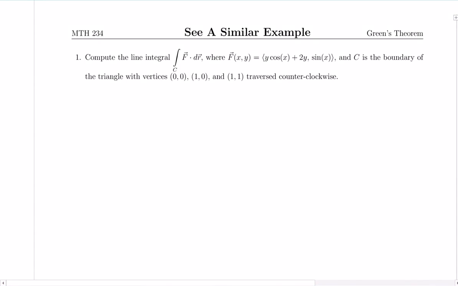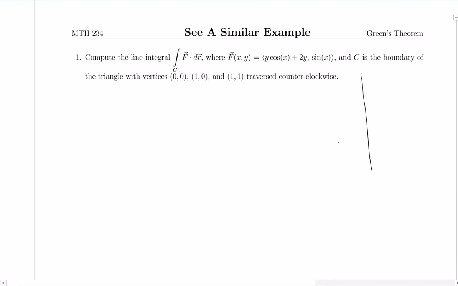In this video, we will compute a line integral using Green's theorem. So we're computing the line integral of this vector field that we're given over a curve C, which we're told is the boundary of a triangle traversed counterclockwise.